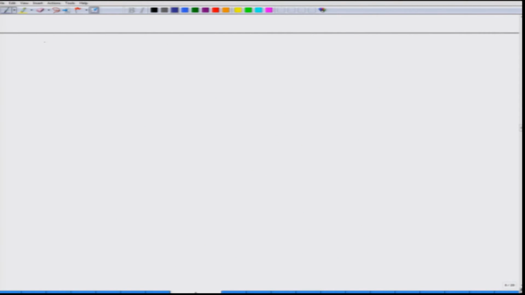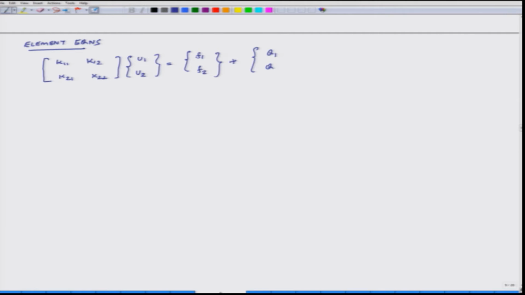First we will write the 3 element equations. So, it is K11, K12, K21, K22, times U1, U2, is equal to F1, F2 plus Q1, Q2. This is for the first element, so the superscript is 1 everywhere.